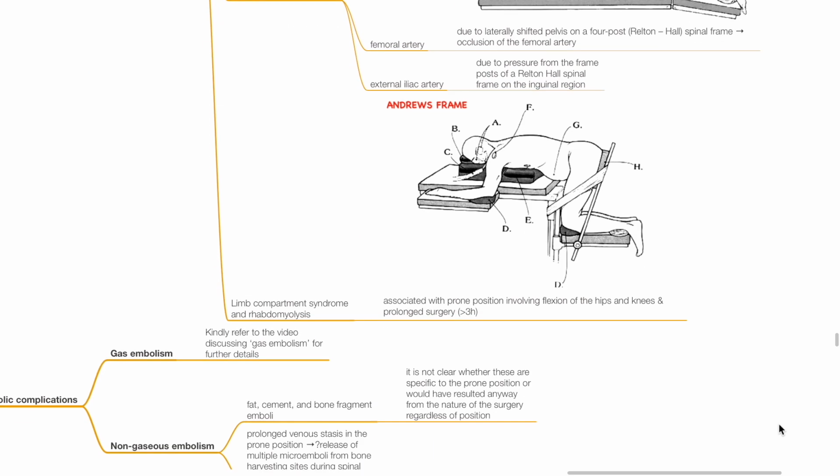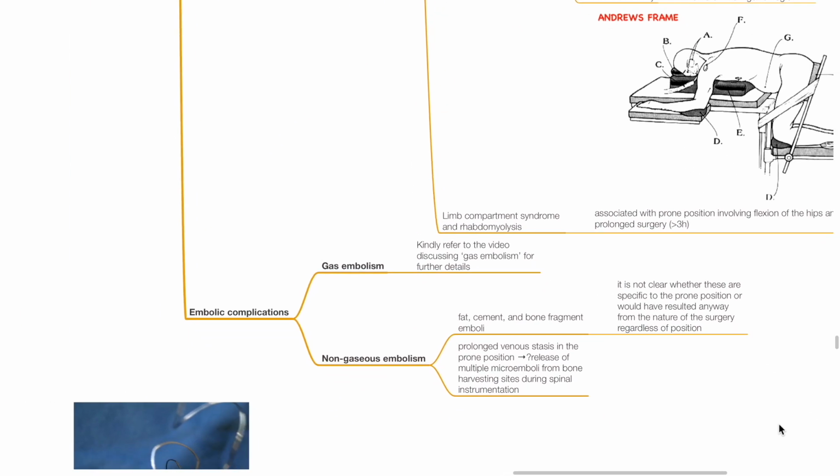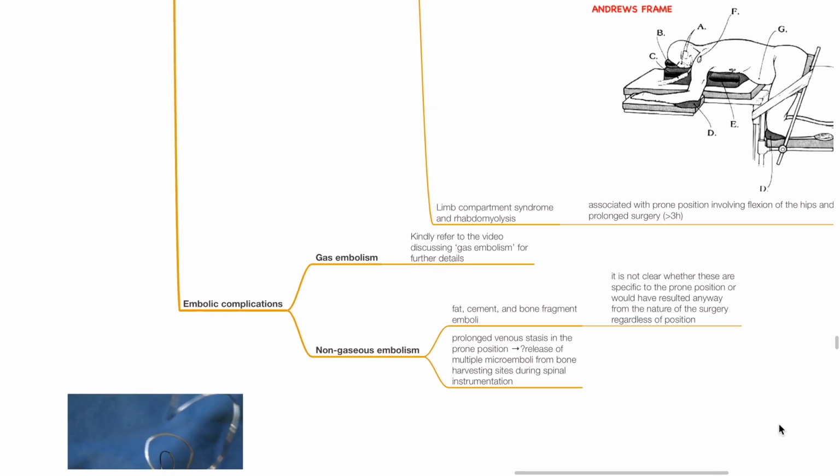Limb compartment syndrome and rhabdomyolysis may occur. This is associated with prone positioning involving flexion of the hips and knees and prolonged surgery lasting more than 3 hours. Embolic complications. Gas embolism may occur. Kindly refer to the video discussing gas embolism for further details.